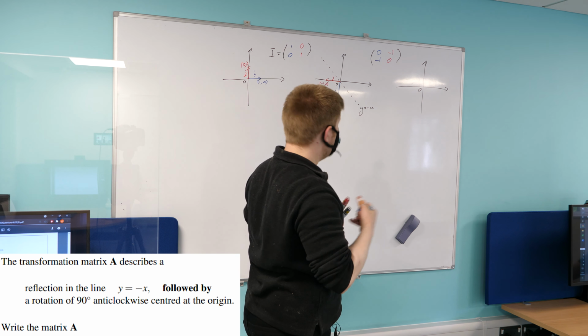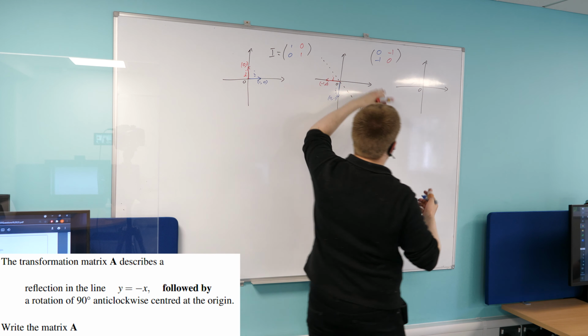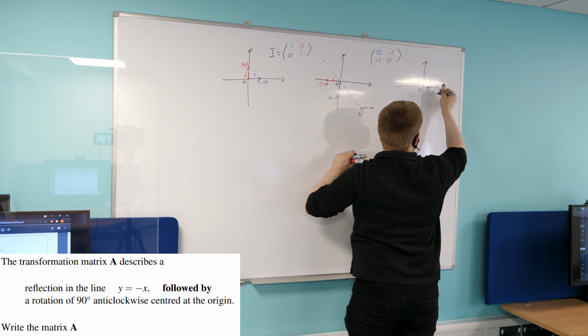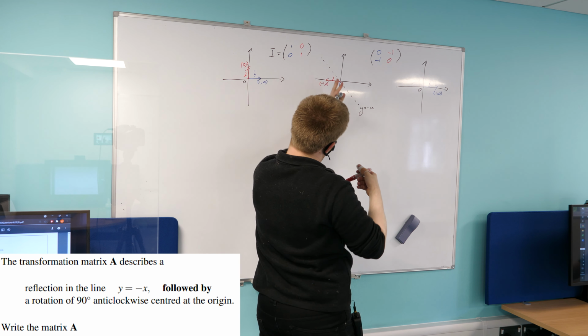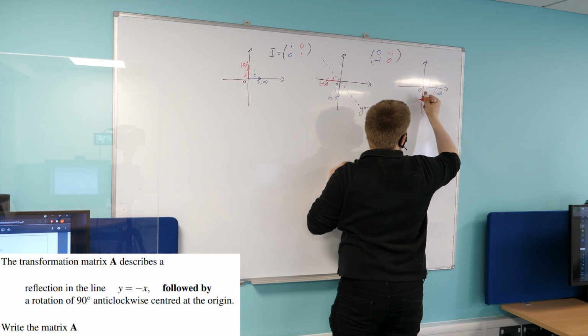1, 0. Perfect, back where it started. It's just going to end up back over there. So I would end up at 1, 0. Where would J end up? So 0, and what's that? Negative 1. Good. Down here.